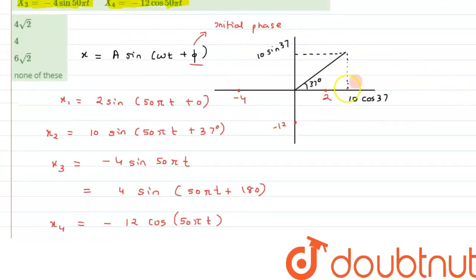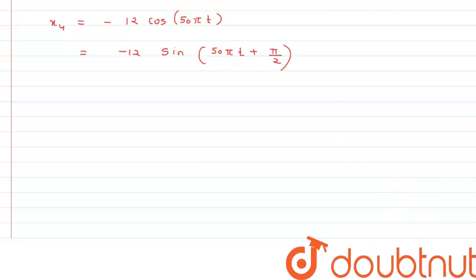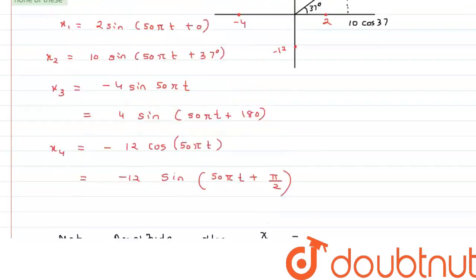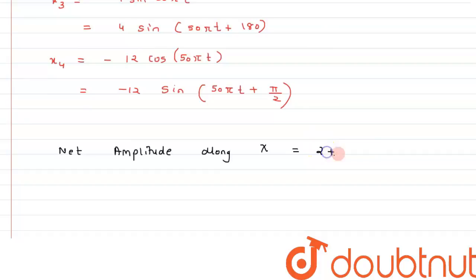Now as we have plotted all the amplitudes of the particles, we can take the resultant of each. So we can write the net amplitude along the x-axis. If we carefully analyze, that is 2 plus 10 cos 37 minus 4. So 2 plus 10 cos 37 minus 4, and cos 37 is nothing but 4 by 5, so we can write 2 plus 8 minus 4, and that gives us the value 6.